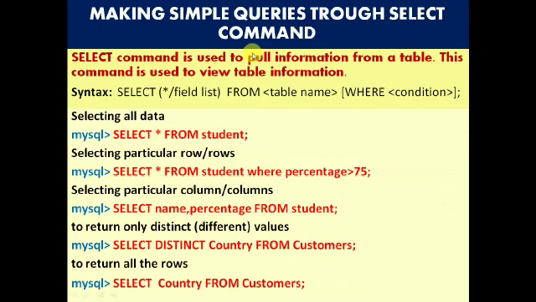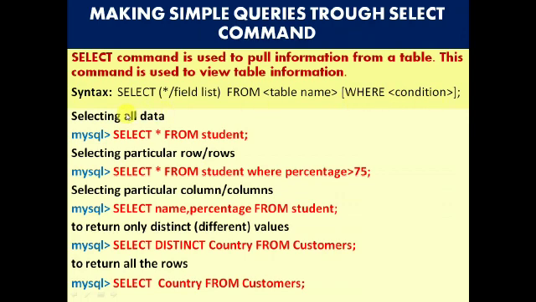Now its syntax consists of three parts: select, after that you have to specify the field list, meaning the name of the fields, or you can specify an asterisk; then from table name, this is the second part; and the third part is optional, where with a condition. This part is not compulsory.